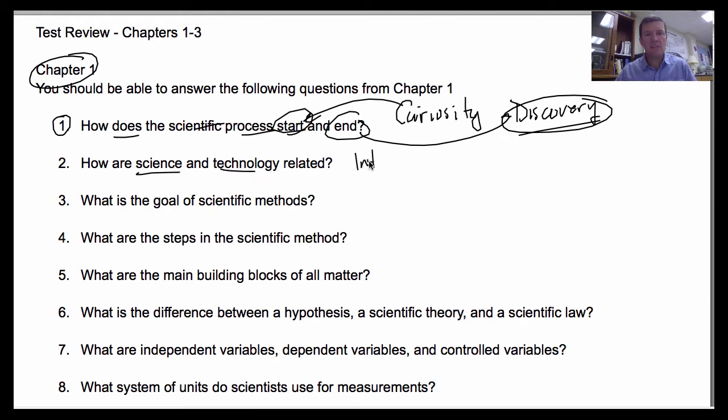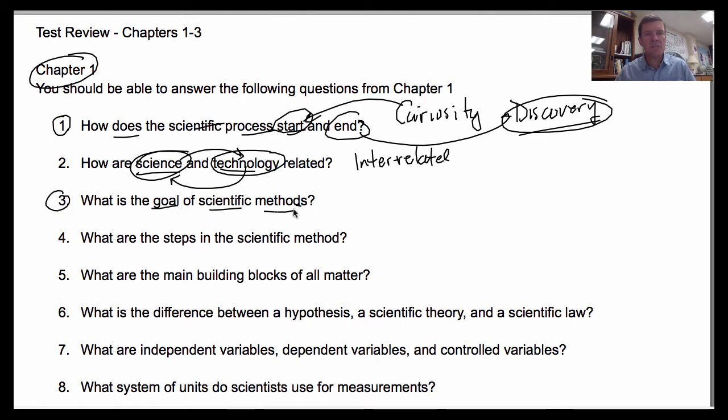Okay? Science and technology, how are they related? They are interdependent or interrelated. What does that mean? It means that as we discover things in science, that leads to new technology, and then new technology then can help us discover new things in science. So it is kind of a cyclical or circular relationship. One leads to the other, and they keep building on each other. So you can write that in your own words there.